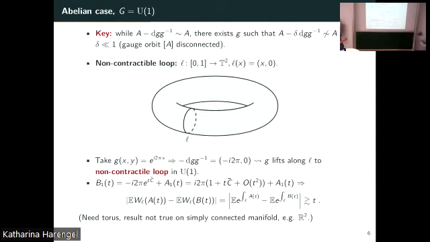For this initial condition of B, remind you that the B equation had initial condition which was the gradient of G. You take it to be something that winds around U1 along this loop. So this is a loop, and I just take G to also wind around the loop. So G is a function from the torus into U1, so it just winds around U1. So G lifts along L to a non-contractible loop in U1, and such a G will have this property.